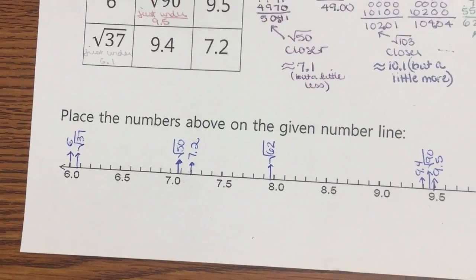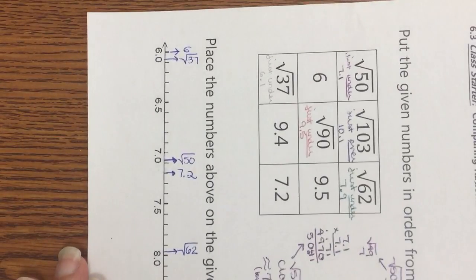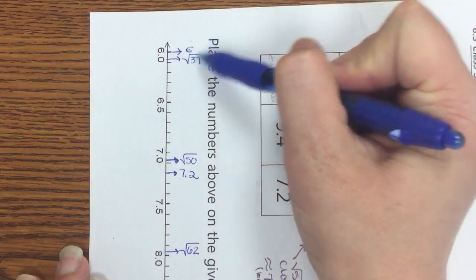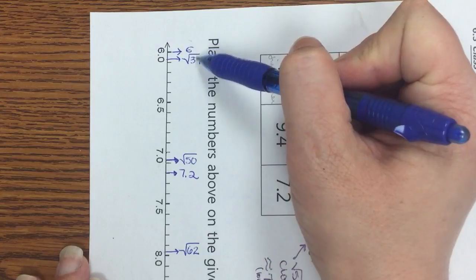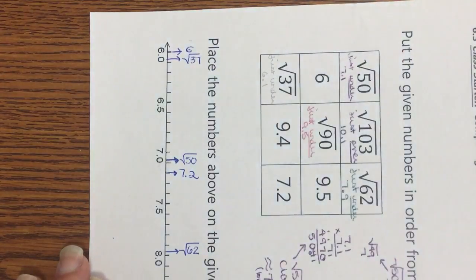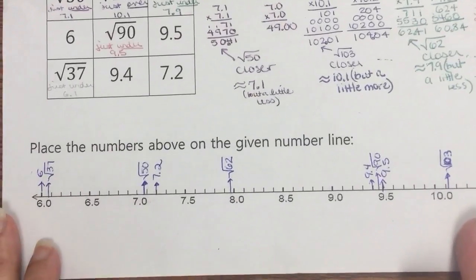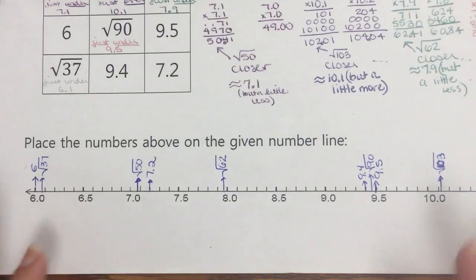Now, why did I want to do this? I wanted to do this because now if I turn my paper, they're already in order from least to greatest. So we have here that 6 would come first in our order, and then the square root of 37, and so on. So when you're putting things in order from least to greatest, it might be nice to picture them on a number line or go ahead and put them on a number line. But remember, we always have to break them down into those approximations.